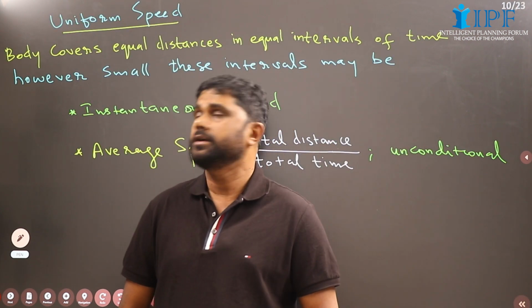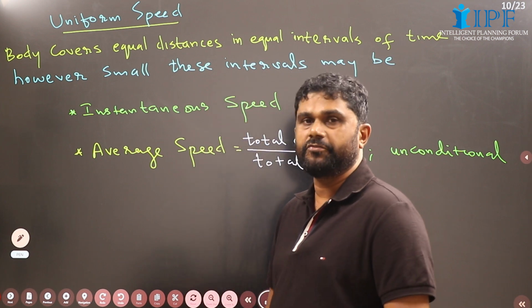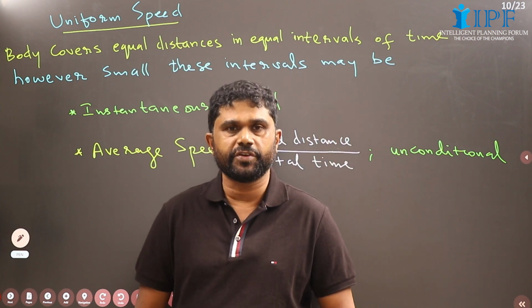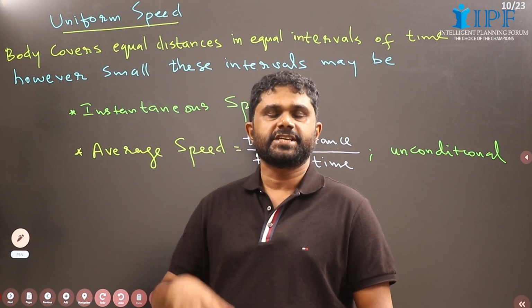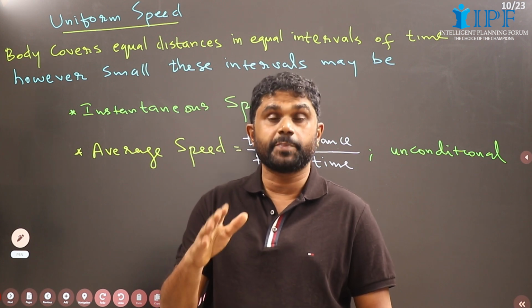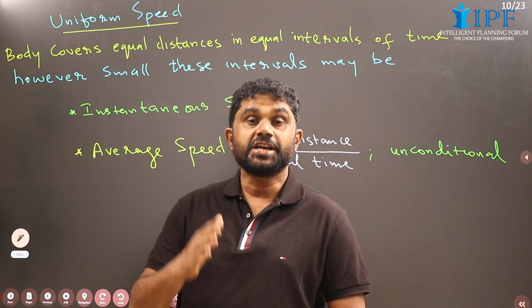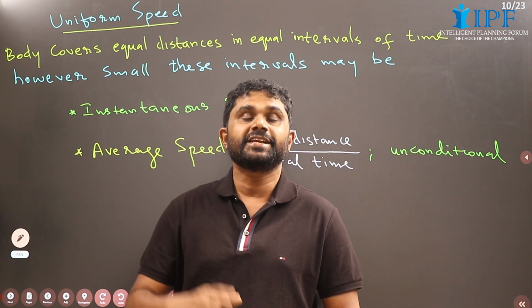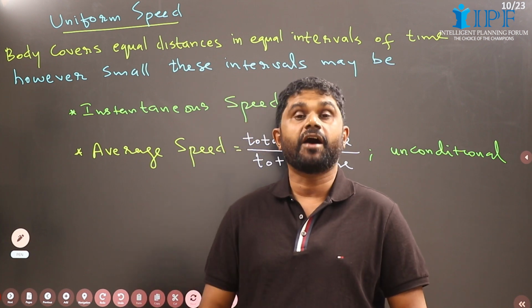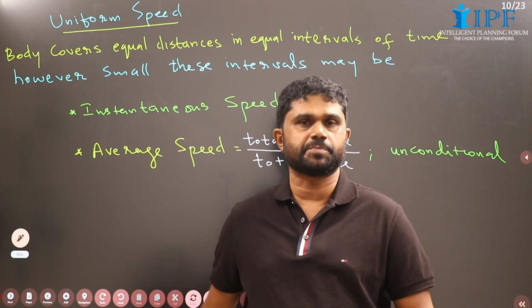Now, uniform speed. When can you say that a body is moving with a constant speed? A body is said to be moving with a constant speed if it covers equal distances in equal intervals of time, however small these intervals may be.